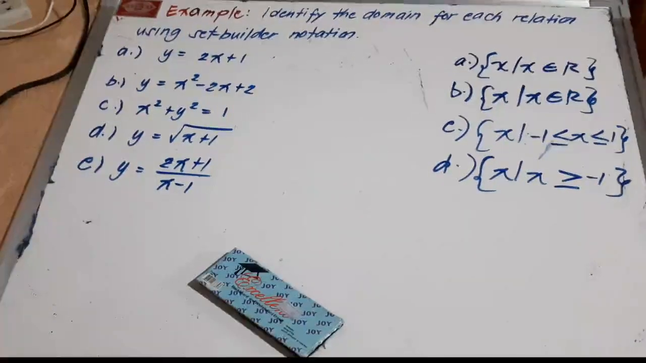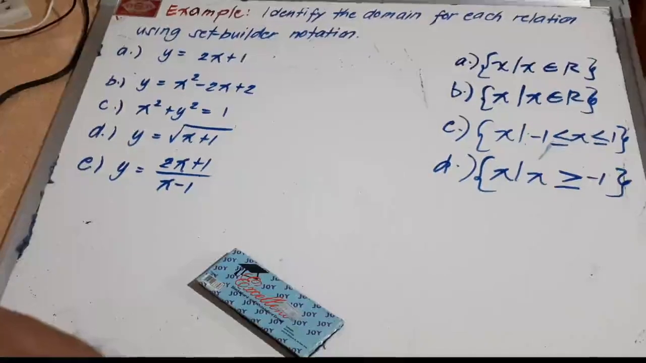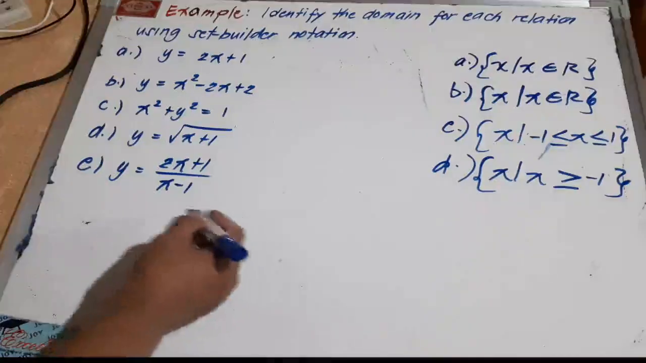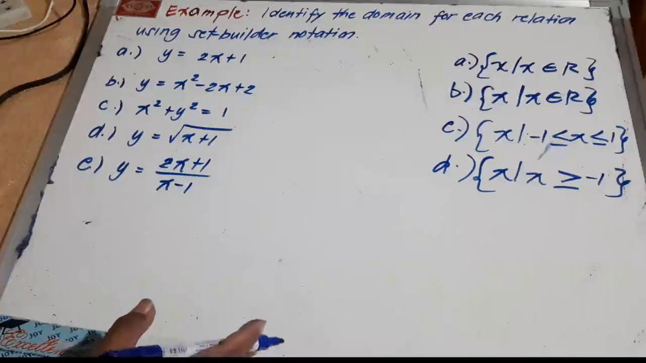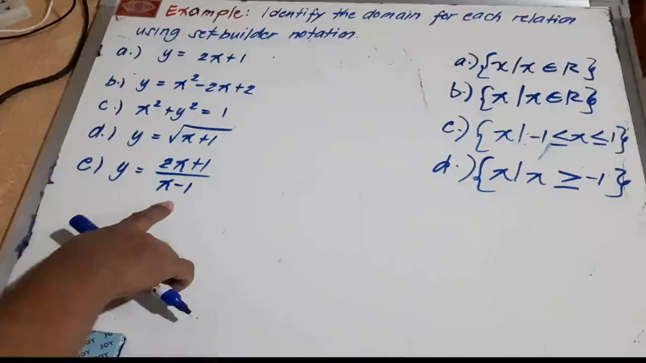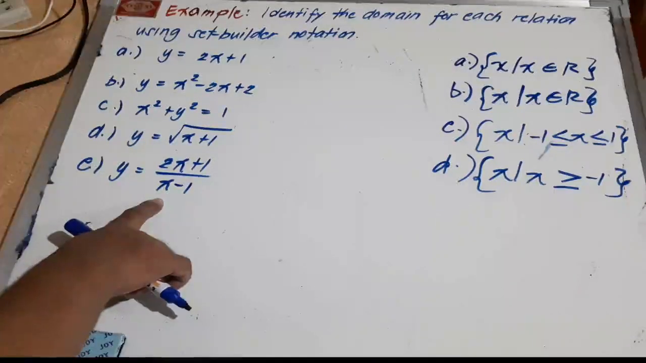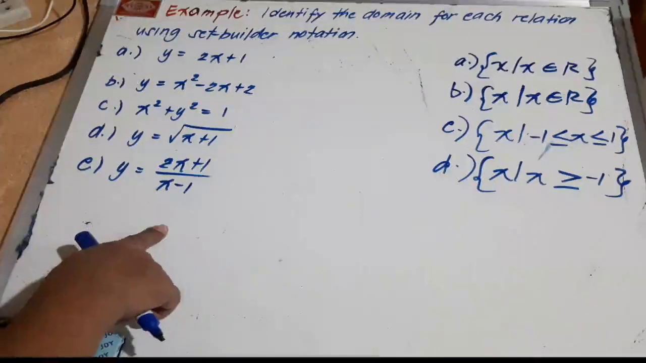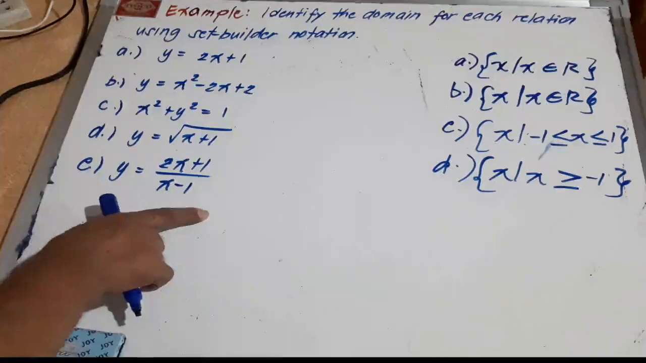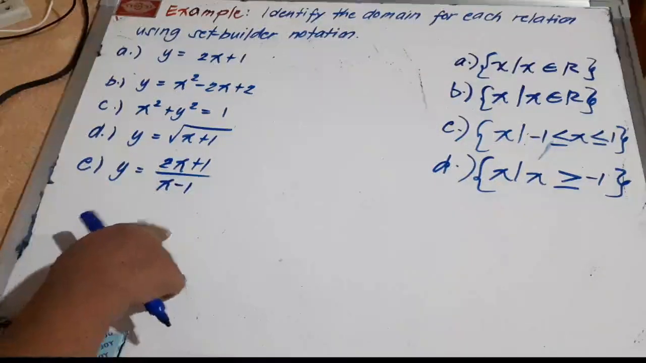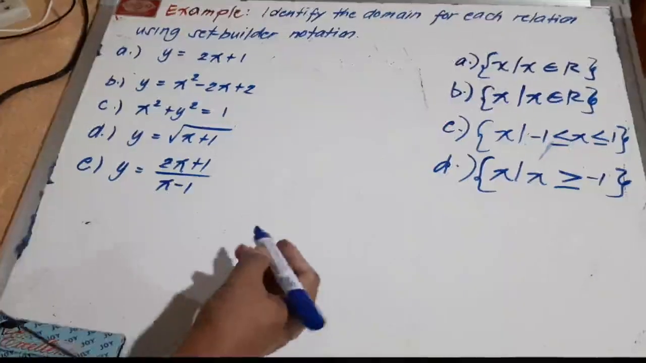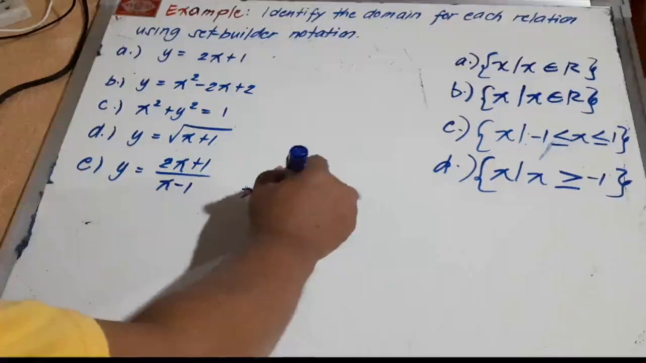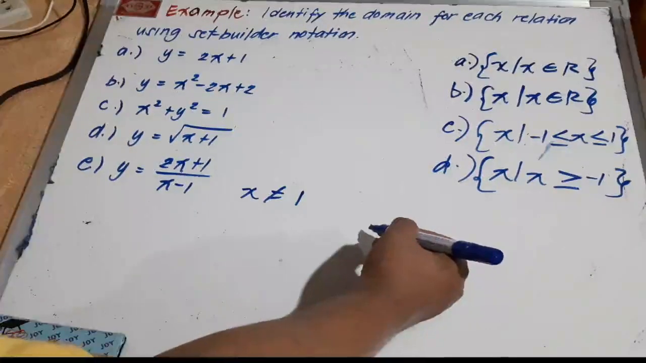Okay. How about letter E? Okay, for letter E, I think we can assign any values to x, any real number, except 1. Kasi if x happens to be equal to 1, we're going to have a zero denominator. And if we have a zero denominator, the resulting right side of this equation will be undefined. Okay? So, hindi pwede yon. So, therefore, for letter E, hindi pwedeng x is equal to 1. Okay? You can assign any numbers but not 1.